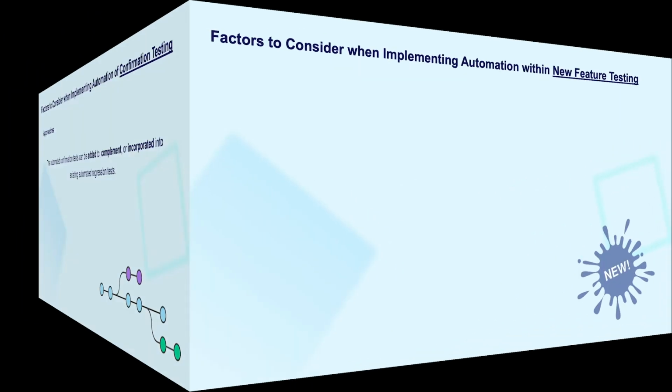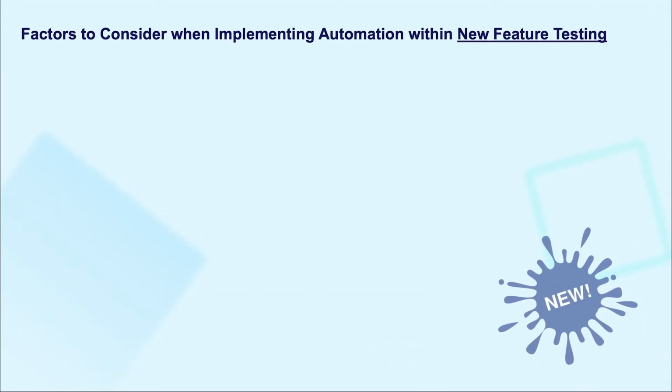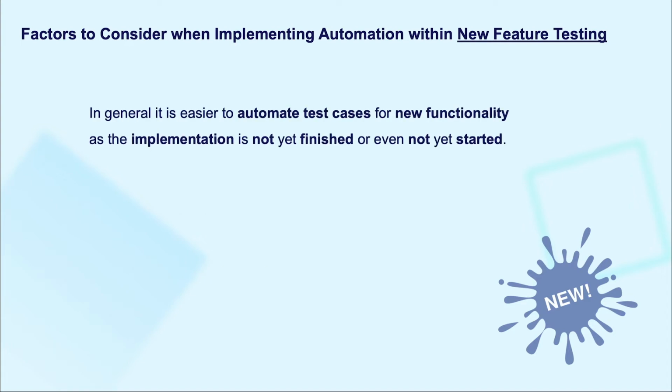In general, it is easier to automate test cases for new functionality than existing ones. Test engineers, based on their knowledge, can explain to developers and architects which factors need to be considered when implementing automation within new feature testing. Don't worry, we'll cover this topic for you right away.